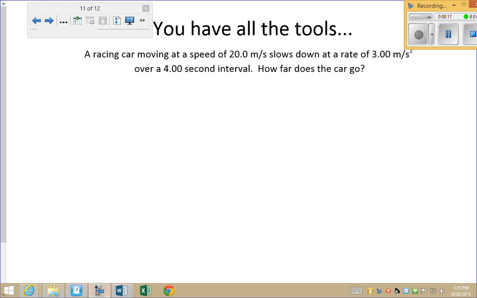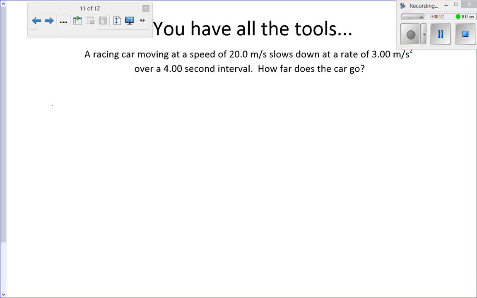So if you're ready for this, you have all the tools to solve this problem, and those tools are the following. Delta x is v average times t. Anything so far that says how far did something go, that's what we're using. We also have a rate of change of velocity, and we define the rate of change of velocity to be acceleration.